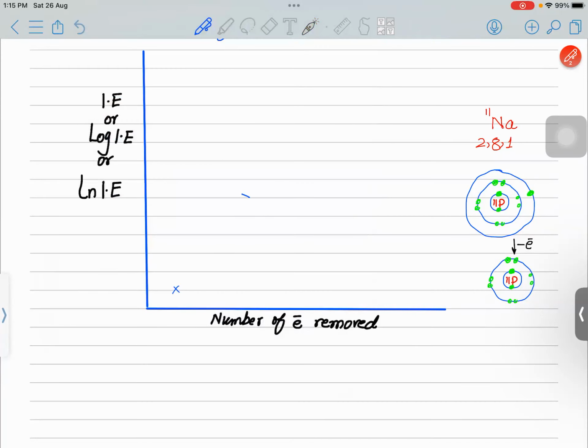Now you observe a drastic change. Why this drastic change? A drastic increase of ionization energy, because the shell is changed.